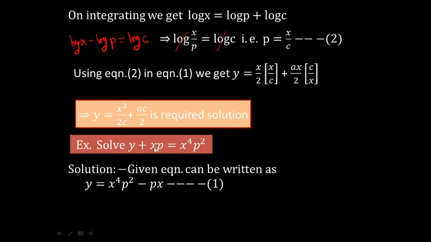Now let's have the second question. That is y plus xp equal to x to the power 4 p square. See here, you can solve this equation as an equation soluble for p also, right? The same equation can be considered for equation soluble for p, because I can find the factors of this very well. The highest power of p is 2. So we can solve this as soluble for p.